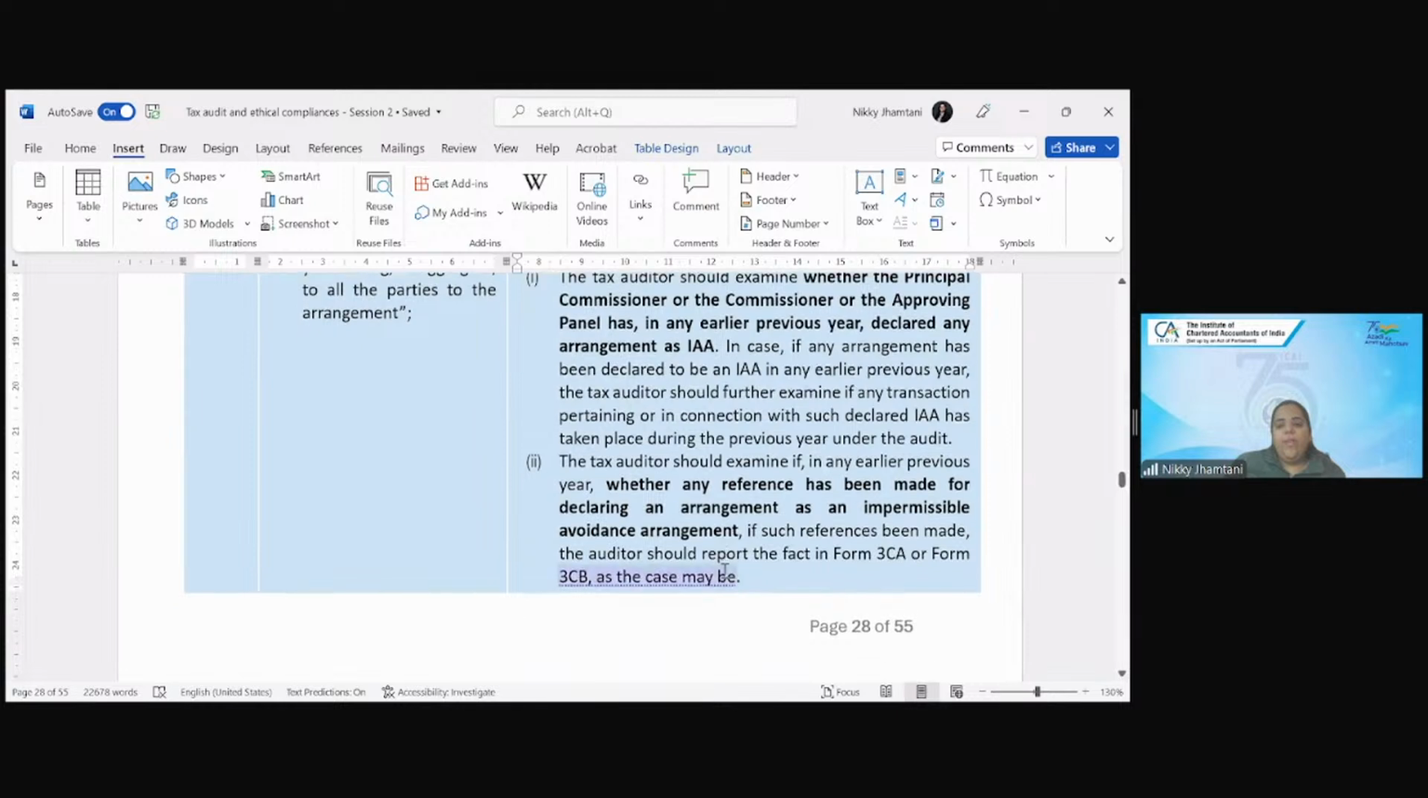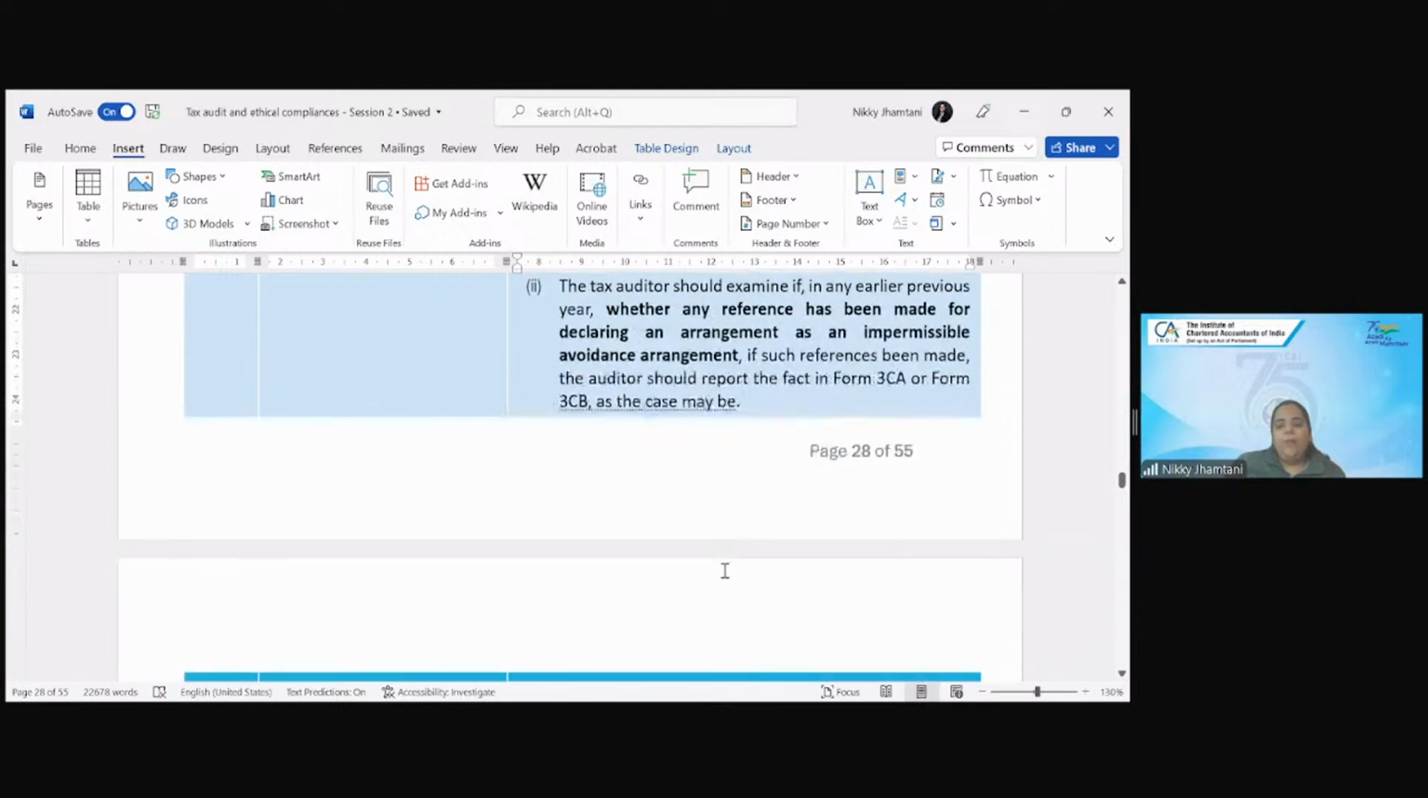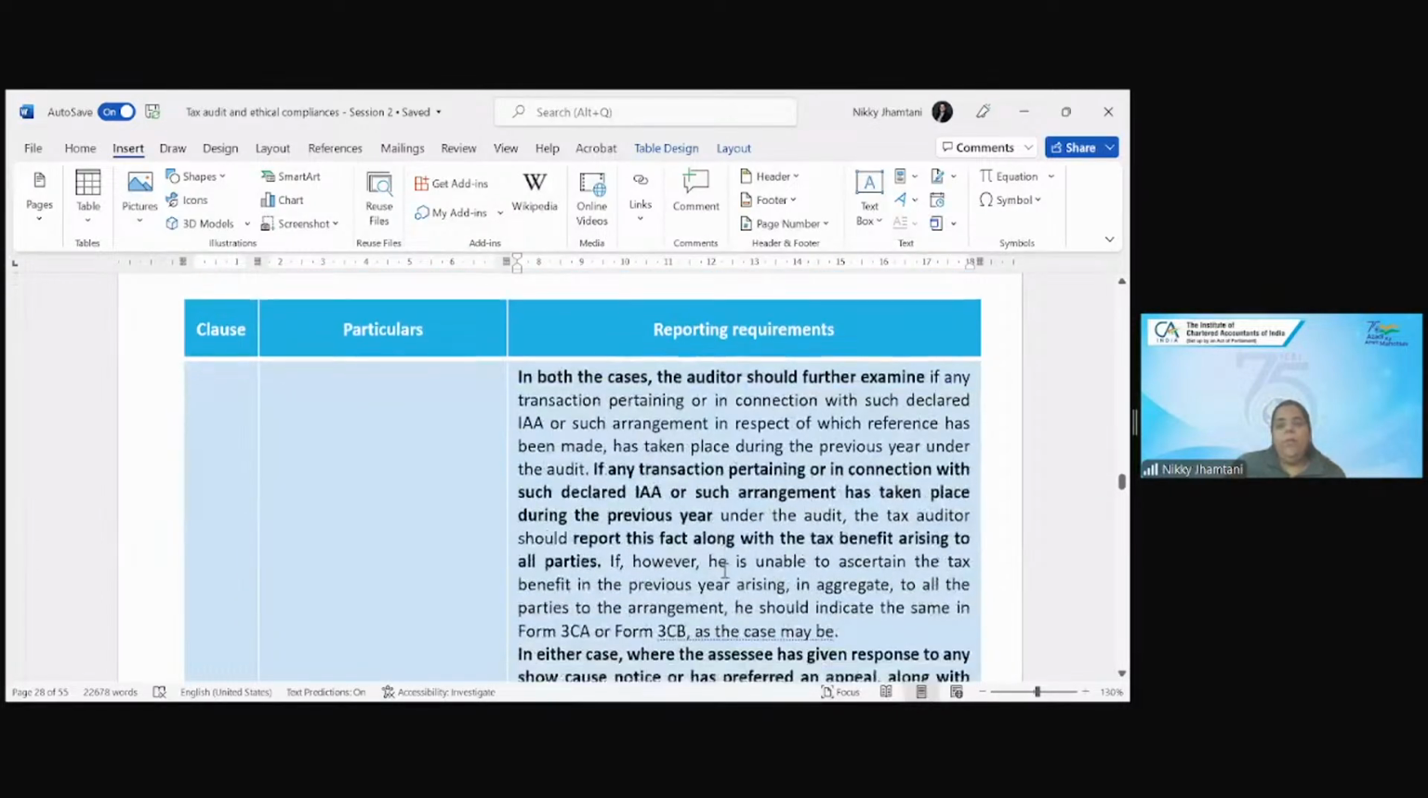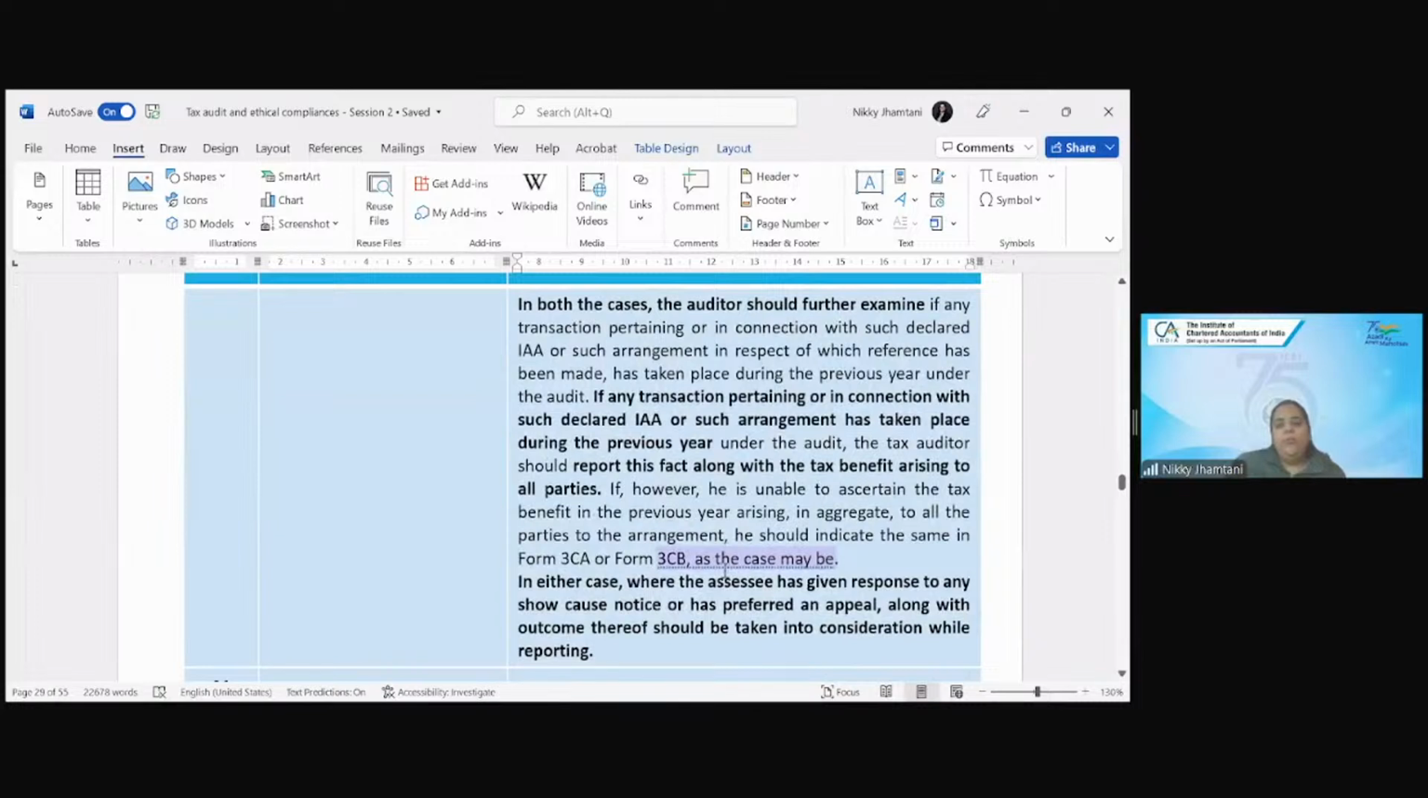If such reference has been made, the auditor should report the fact in 3CA or 3CB. In both the cases, the auditor should further examine if any transaction pertaining with such declared IAA or such arrangement has taken place during the previous year under the audit. If any transaction has taken place, the tax auditor should report this fact along with the tax benefit arising to all the parties.